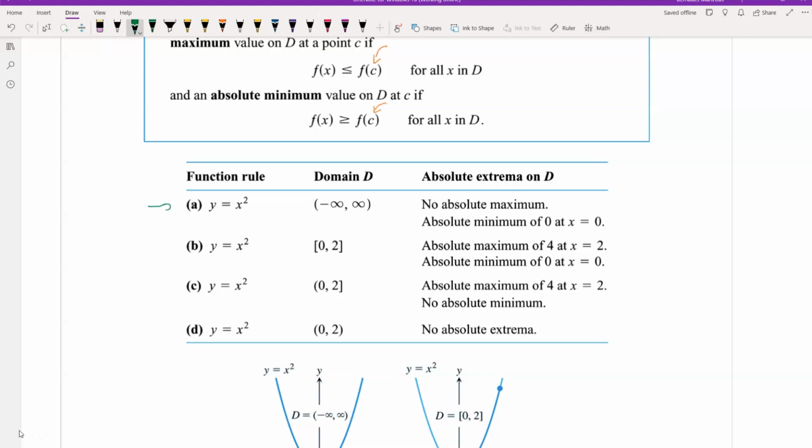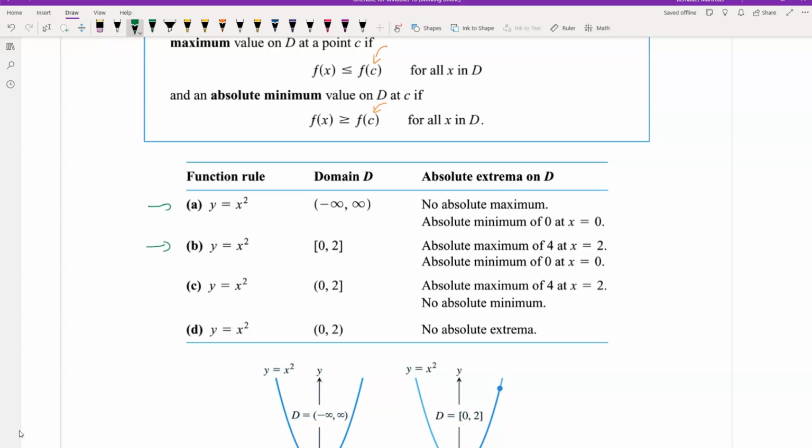For part A, y is equal to x squared. In that case, the domain is negative infinity to positive infinity, and here on this part, no absolute maximum, so we don't have an absolute maximum, but we have an absolute minimum of 0 at x equal to 0.